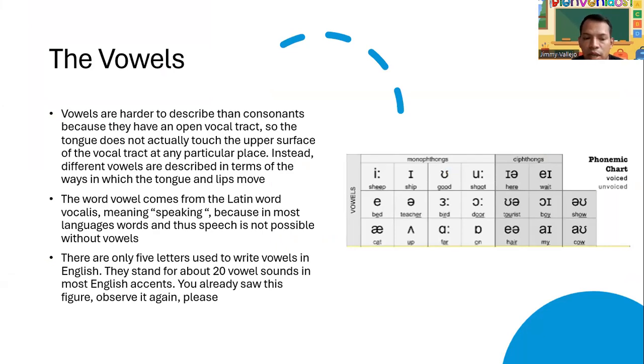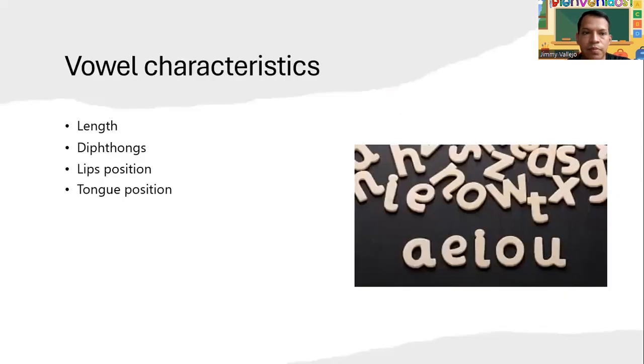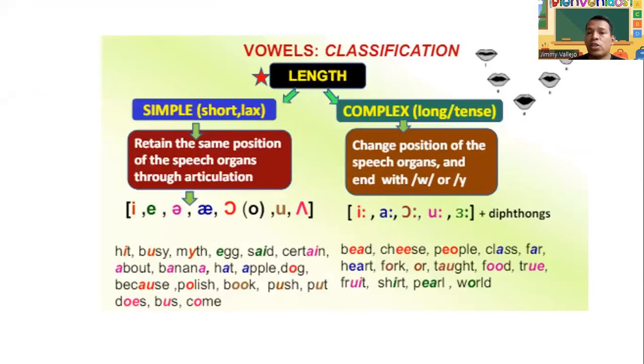You may have already seen this figure in another place, but this is the phonetic chart, also named the IPA. The vowel characteristics are four: length, diphthongs, lip position, and tongue position. The first characteristic we are going to see is length. The length is divided into two kinds: simple and complex.